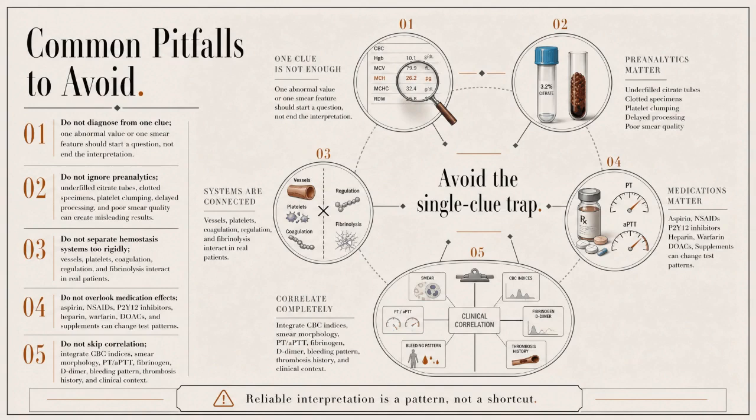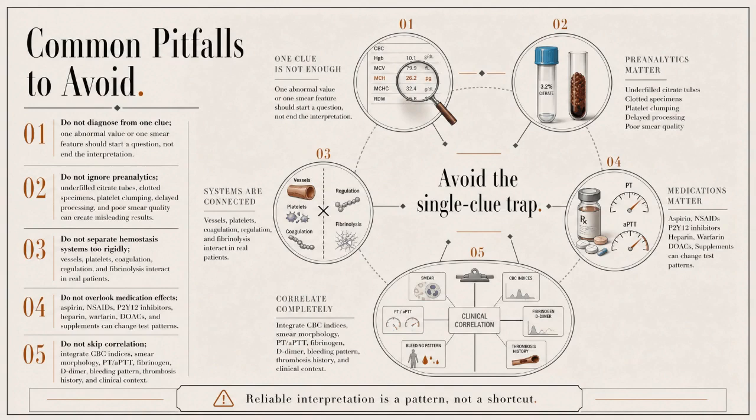Third, don't separate the platelet and coagulation systems too rigidly. They interact constantly. Platelets provide surfaces for coagulation. Thrombin activates platelets, and fibrin stabilizes the plug. Fourth, always consider medication effects. Antiplatelet drugs, anticoagulants, and other medications can all influence hematology and hemostasis results.